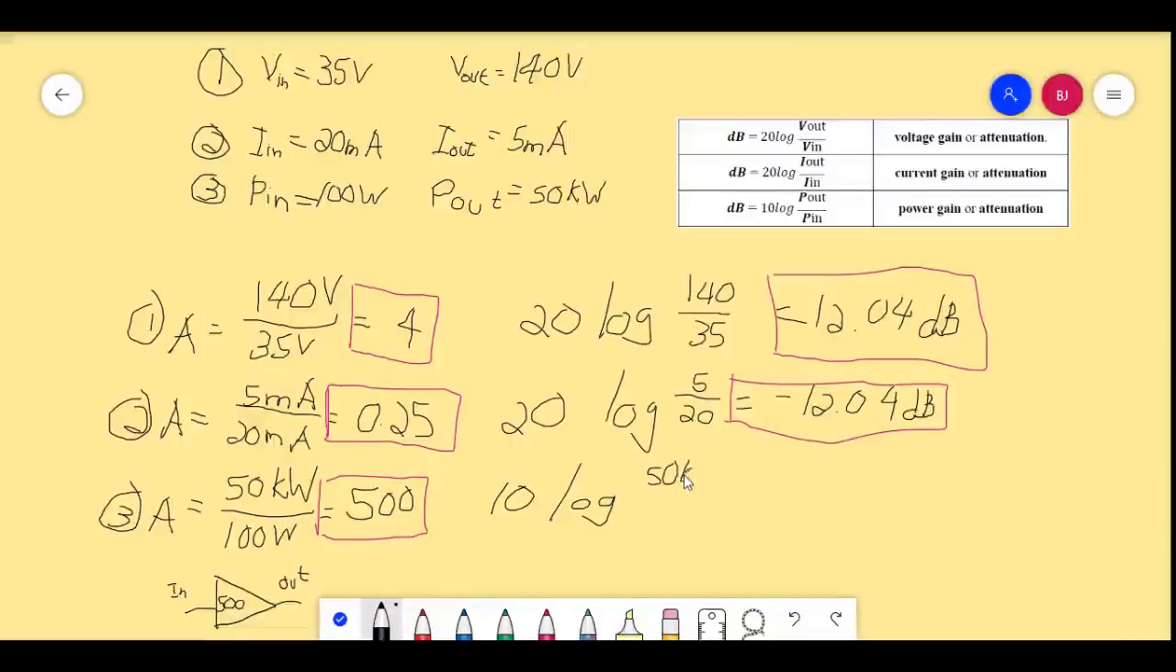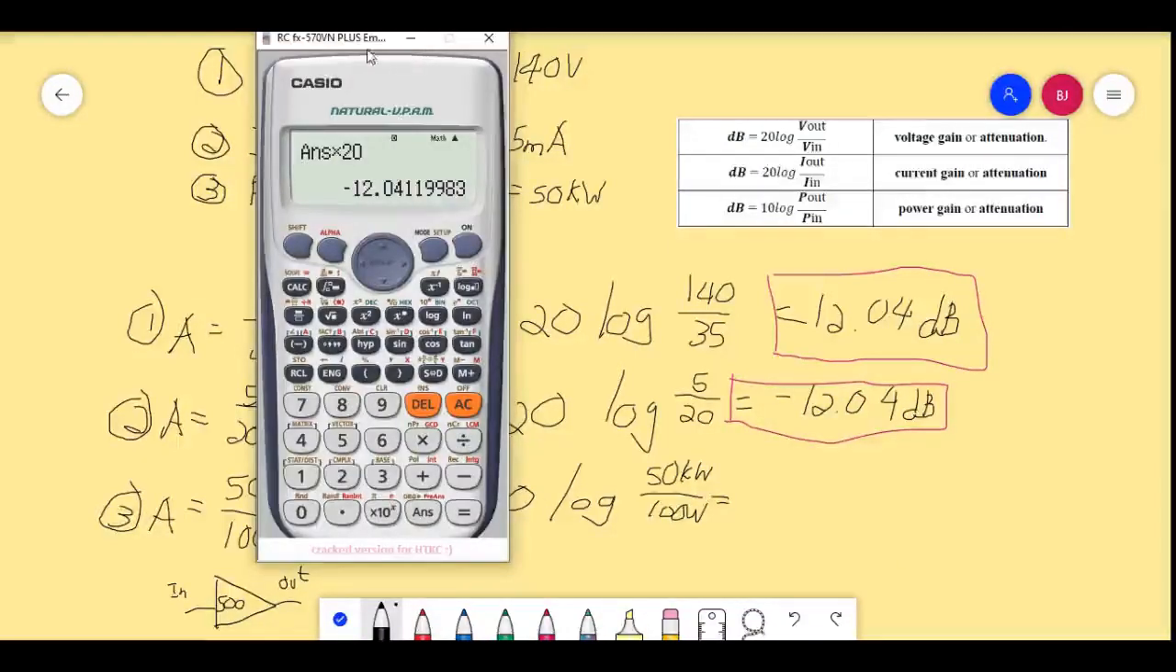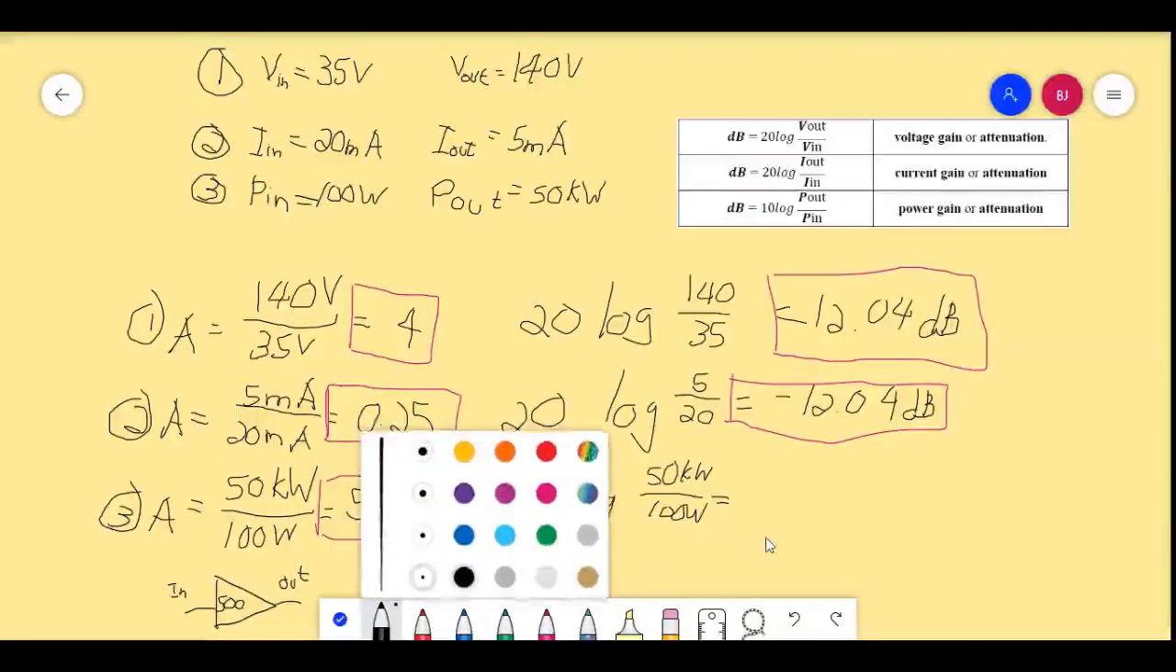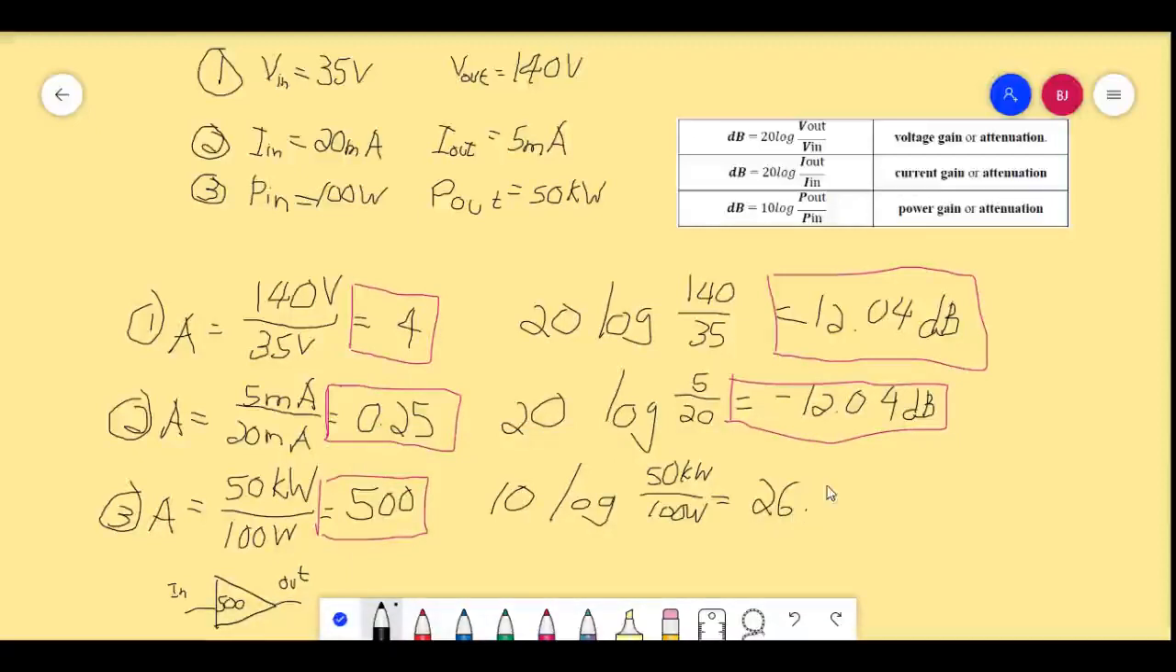This time around, we can't ignore the kilo and the unit because they are different. The one at the top is in kilowatts, the one at the bottom is watts. We got this already a while ago, 500. But I want to show you how we input it in the calculator as is. So 50 kilowatts is exponent 3 divided by 100 equal to 500, which is our answer a while ago. Get its logarithm and then multiply it by 10. So we get 26.99, almost 30, or almost 27 rather. So 26.99 in decibels.